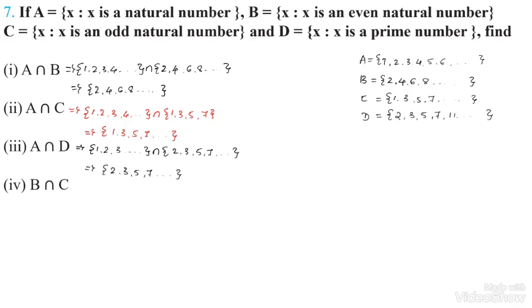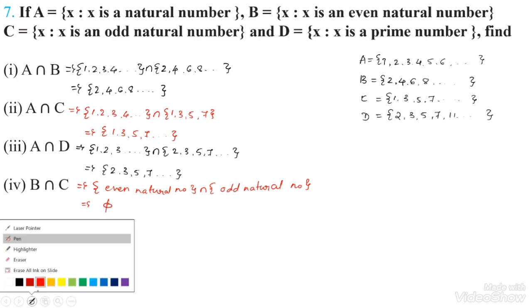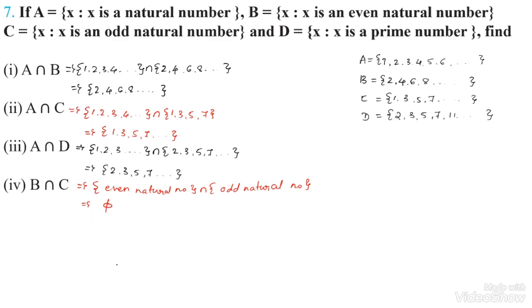Now, let us move on to the next question. Here, set B intersection C. The set B contains even natural numbers, intersection set C containing odd natural numbers. Between even and odd natural numbers, there are no common elements. Between these two sets, there is no common element. Therefore, the result should be a null set.